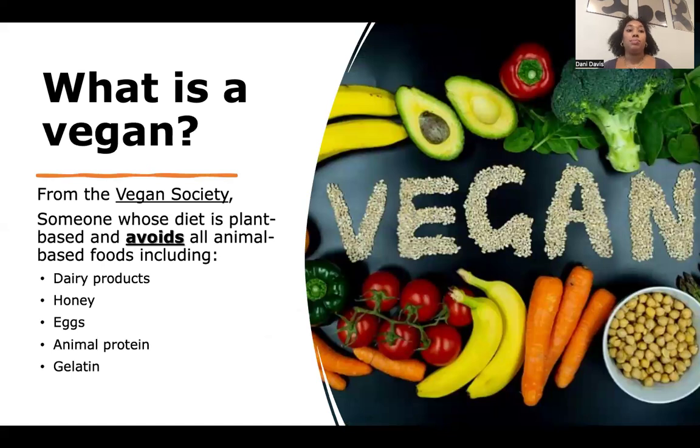So what is a vegan? From the Vegan Society, someone whose diet is plant-based and avoids all animal-based foods, including dairy products, honey, eggs, animal protein, gelatin. So anything coming from an animal or made by an animal or directly an animal. Dairy products, so that's milk, cheese, yogurt; honey, so it's made from those bees; eggs from the chickens; and gelatin is from fat of animals and animal protein.